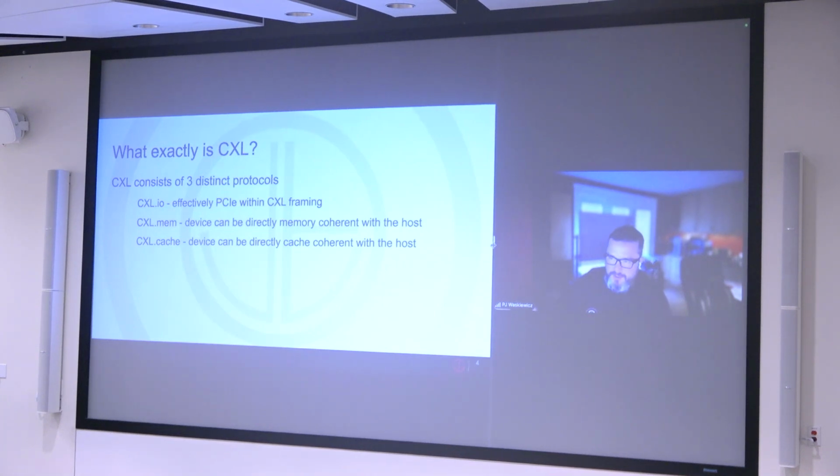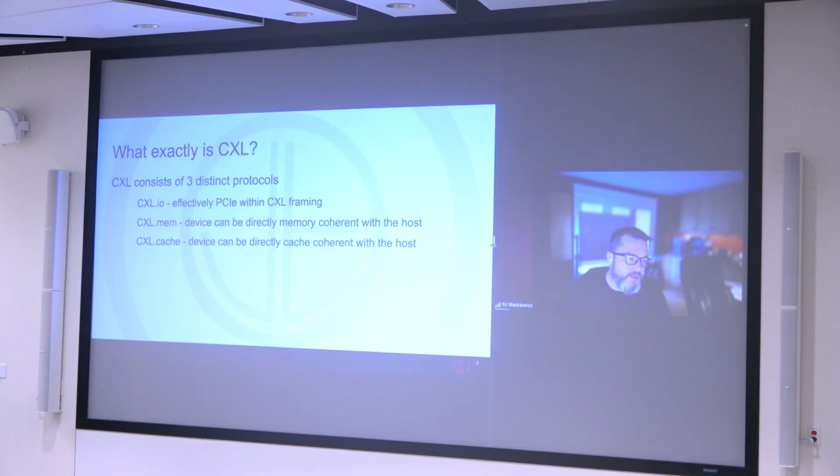CXL.mem, which is, I think, what this room is probably going to be the most interested in, allows your peripheral device to be directly memory coherent with the host. And that's pretty cool if you start to think about some of the use cases that you might be able to bolt on with this, where you have memory on your device, like think GPU, and that memory is now part of the physical address space of your CPU. So your CPU and your applications running on your CPU can read and write directly to that memory, not have to go through some mapped aperture down into some shared memory segments, but more on that in a bit.